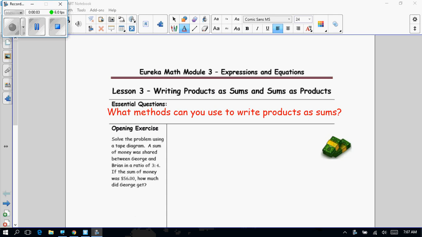Hello, Mrs. Hoekstra here. We are in Module 3, Lesson 3, Writing Products as Sums and Sums as Products. I'm on page 17 of our book.